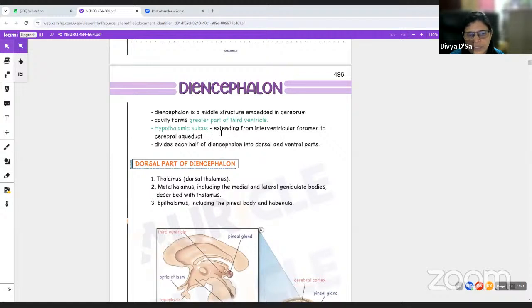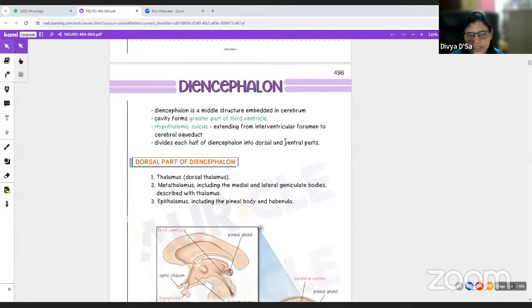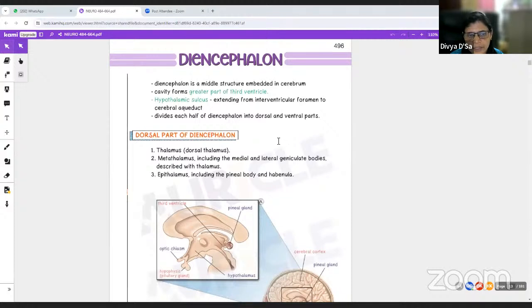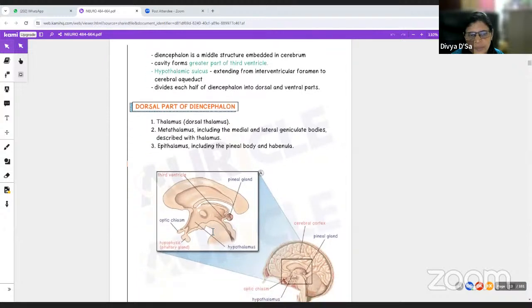Okay, so the hypothalamic sulcus extends from the interventricular foramen to the cerebral aqueduct. It divides each half of the diencephalon into dorsal and ventral parts. So this will be the dorsal part and this will be the ventral part. The dorsal part of the diencephalon consists of thalamus, metathalamus, and epithalamus. The metathalamus includes the medial and lateral geniculate bodies, and the epithalamus includes the pineal body and habenular nucleus.